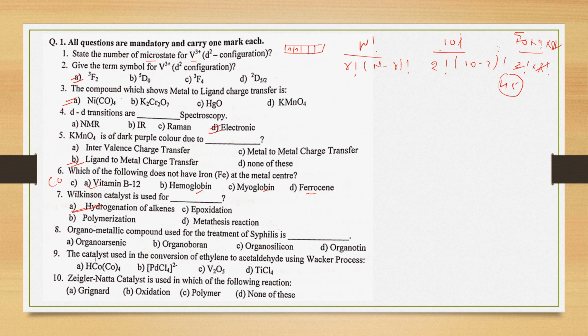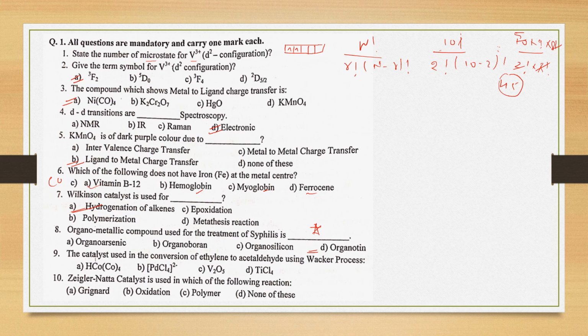Organometallic compound used for treatment of syphilis is organotin. I think it is organotin, but I'm not sure. I will tell you later, or I will mention it in the comment box.